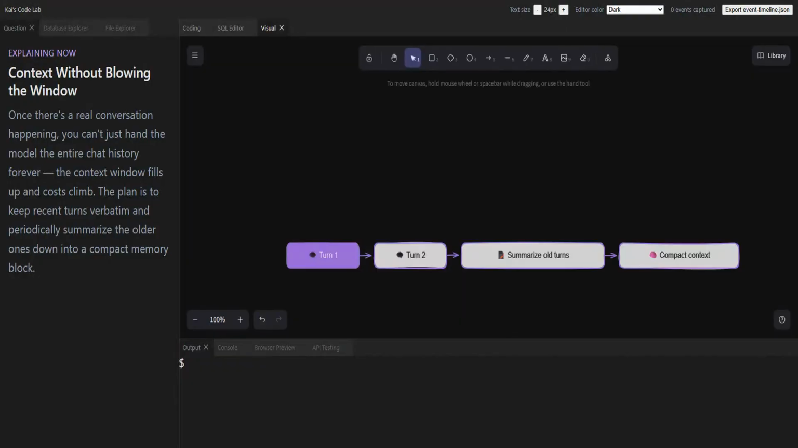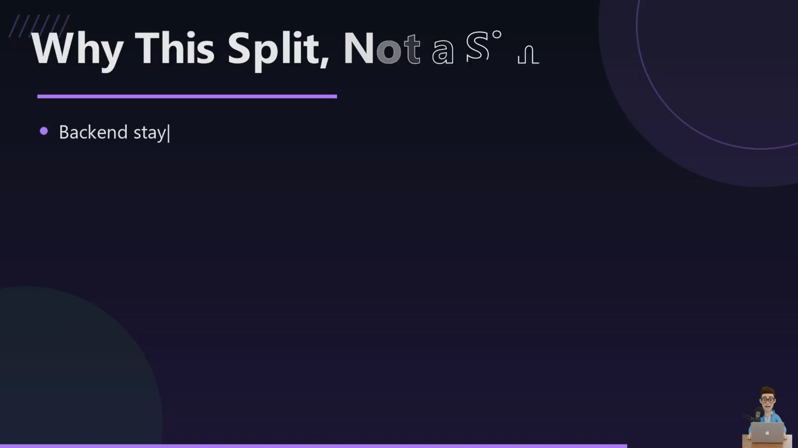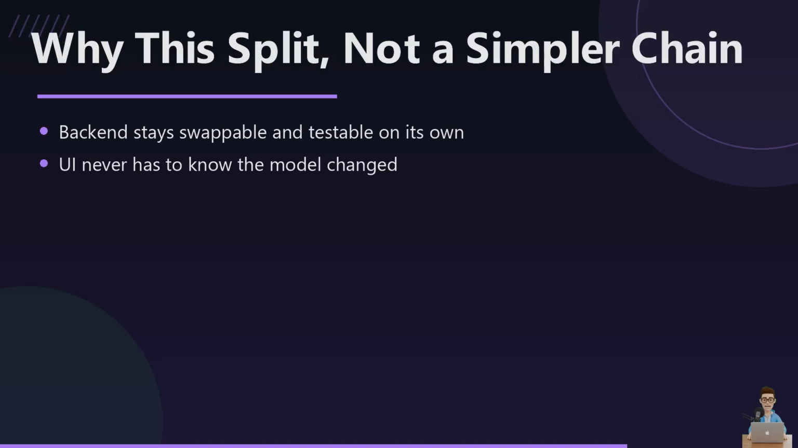Once there's a real conversation happening, you can't just hand the model the entire chat history forever. The context window fills up and costs climb. The plan is to keep recent turns verbatim and periodically summarize the older ones down into a compact memory block. Honestly, I think most tutorials reach for a heavy agent framework way too early. You don't need one until the loop itself gets complicated, and right now it's 3 functions and a decision.